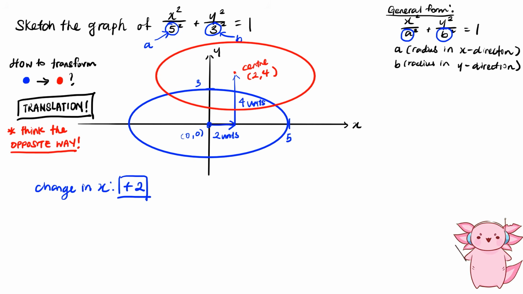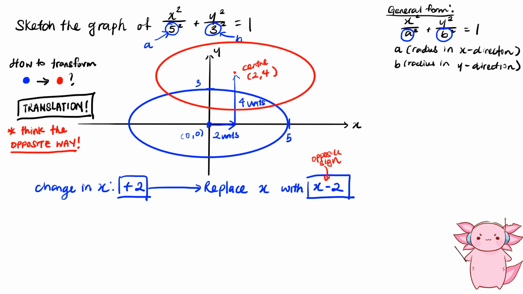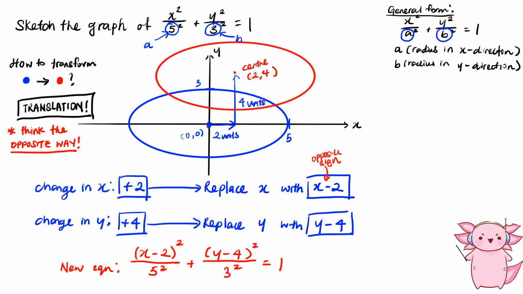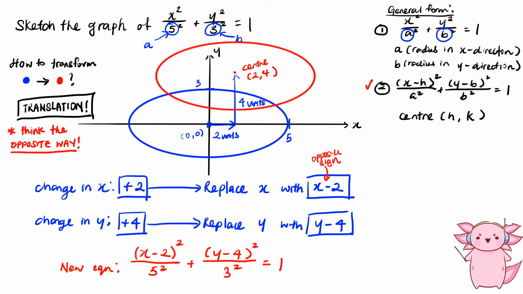So since x is translated 2 units in the positive x direction, x has to be replaced with x minus 2. And similarly, since y is translated 4 units in the positive y direction, y is replaced by y minus 4. And then comparing this with the general form of the ellipse, we can get the coordinates of our center.